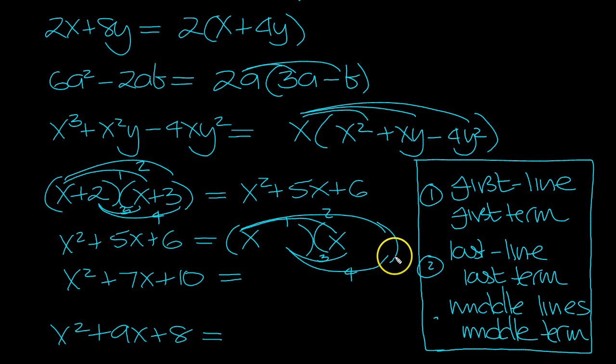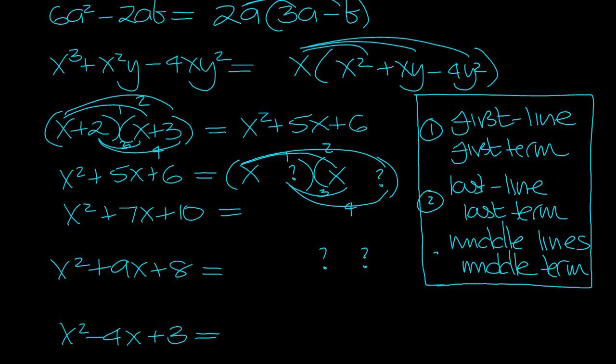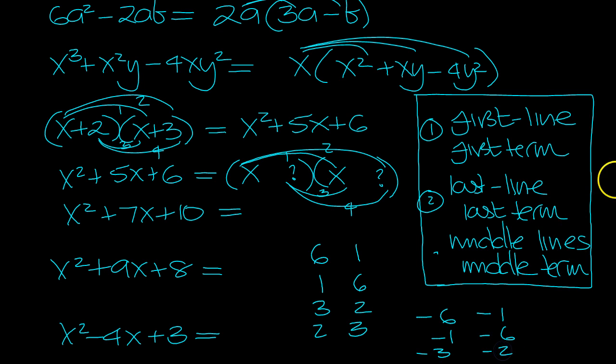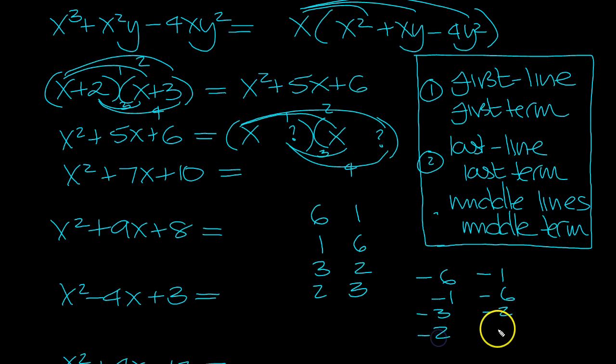Last line, line 4, here and here, gives the last term. So something times something gives us 6. So let's write down all the possibilities, because we're just doing a jigsaw here. So the possibilities of giving the product of 6 is 6 1s, 1 6s, 3 2s, 2 3s. Then of course you've got minus 6, minus 1, minus 6, minus 3, minus 2, and minus 2, minus 3. Those are all the possibilities.